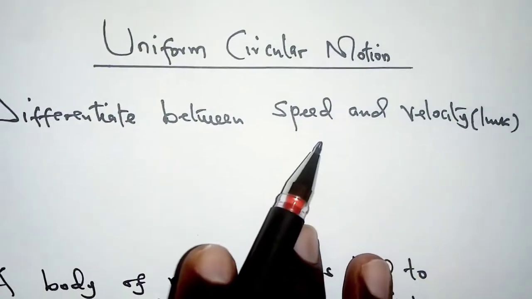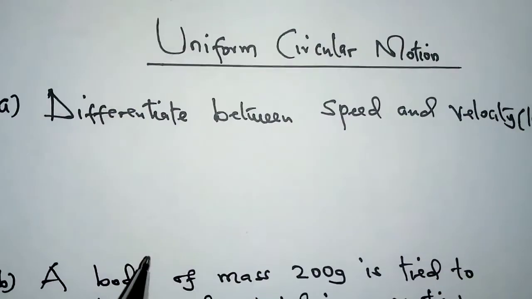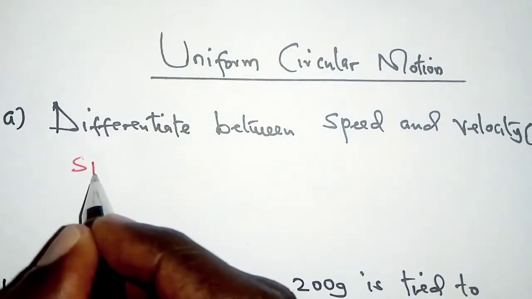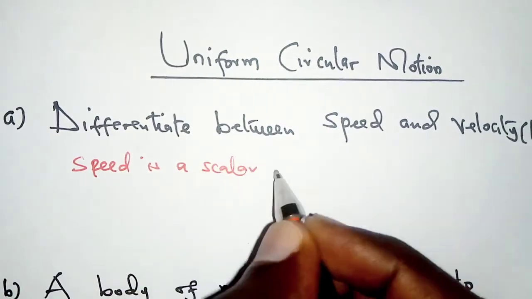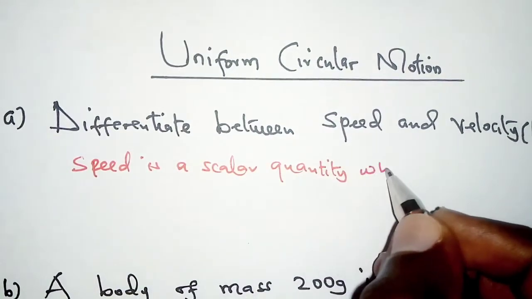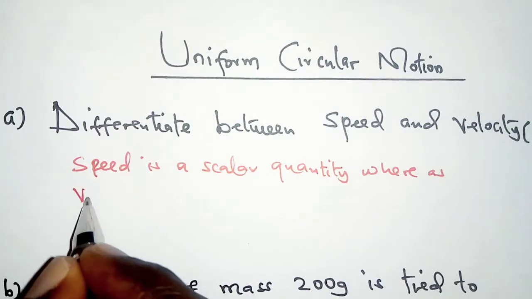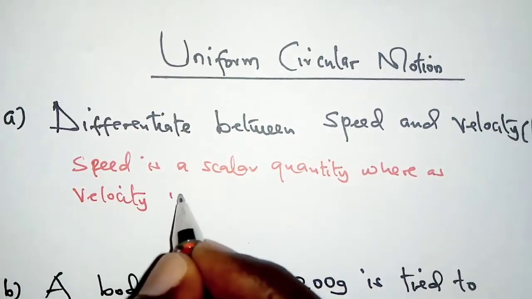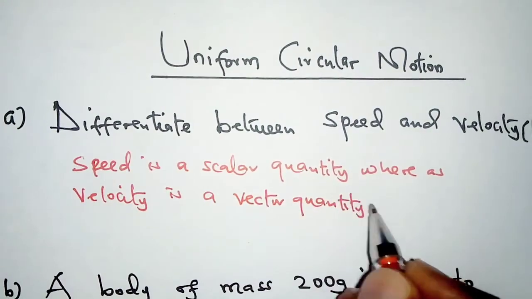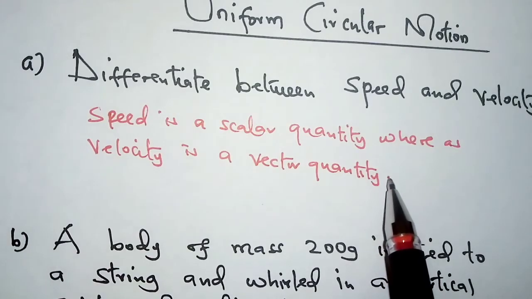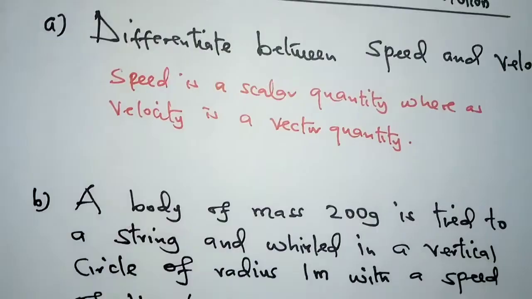Differentiate between speed and velocity. Now, speed is a scalar quantity, whereas velocity is a vector quantity. So that is as straightforward as that. So let's move to part B.